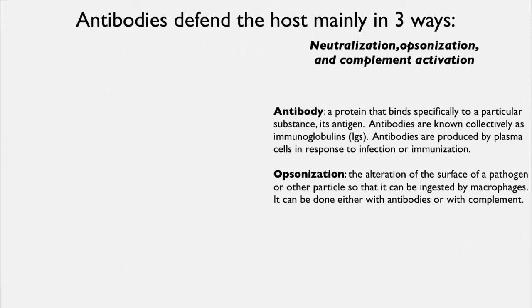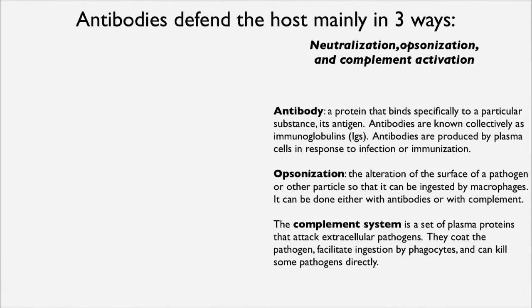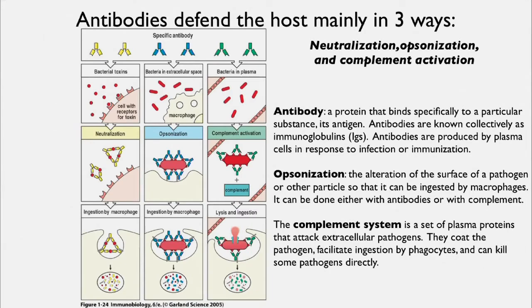Opsonization is the alteration of the surface of a pathogen or some other particle so that a macrophage can eat it. And that can be done either with antibodies or it can be done with complement. And the complement system, which is part of the innate immune system, is a set of plasma proteins that attack extracellular pathogens. They coat it, and that makes it possible for them to be recognized and ingested by phagocytes. And some pathogens can be killed directly by complement. They smother it.